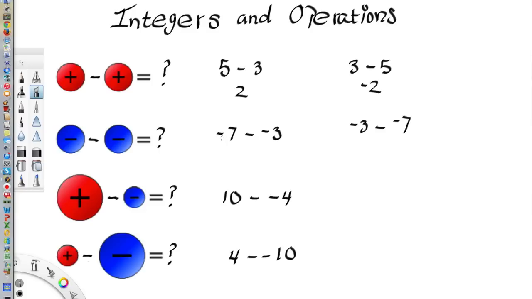Well, if I have a negative 7 and I subtract a negative 3, the only way I can subtract a negative 3 is by adding. And we'll go back to our money, and what happens is a double negative becomes a positive. It really becomes a positive. So this is negative 7 plus 3, which would be a negative 4.